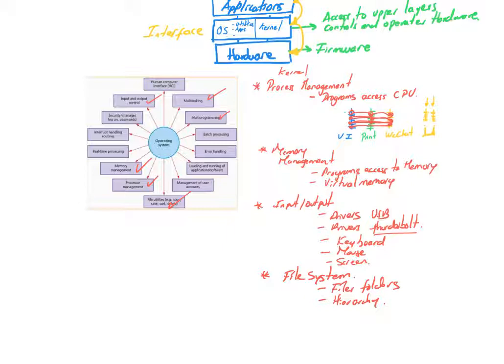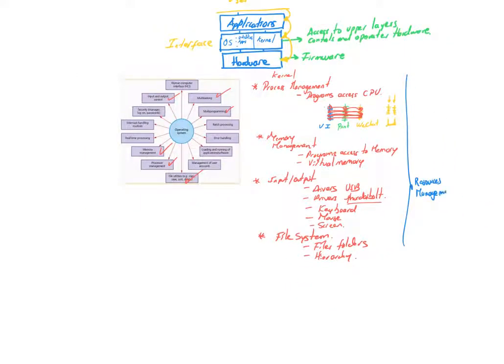So if we summarize this tree, we could say that what the kernel is doing is all the resources management, right? Because in the end, that's what all these are. The CPU is a resource, memory is a resource, input and output devices are resources, and the file system is also a resource. So that's one big part of what it is.